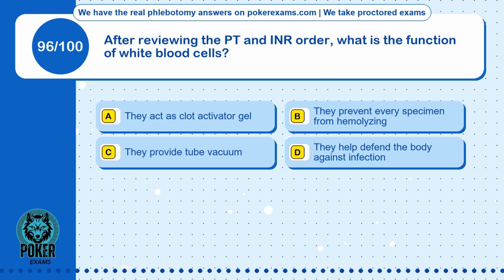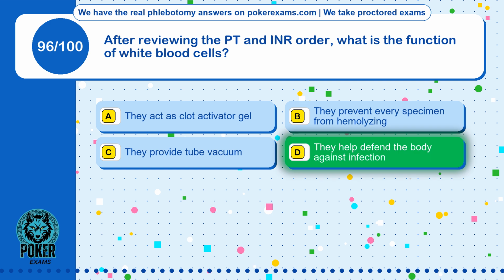Question 96. After reviewing the patient and INR order, what is the function of white blood cells? Option A. They act as clot activator gel. Option B. They prevent every specimen from hemolyzing. Option C. They provide tube vacuum. Option D. They help defend the body against infection.